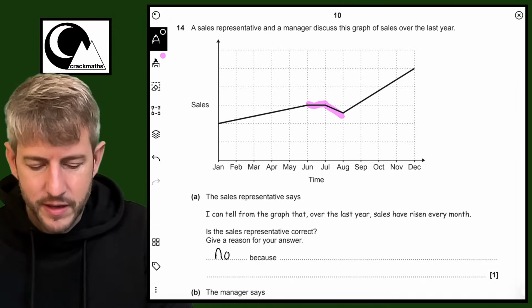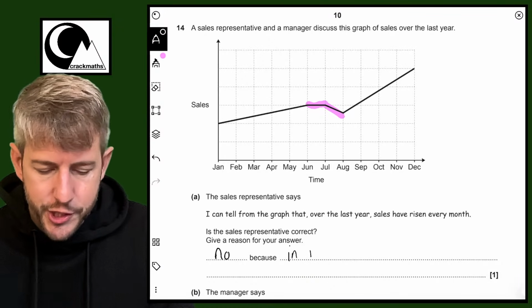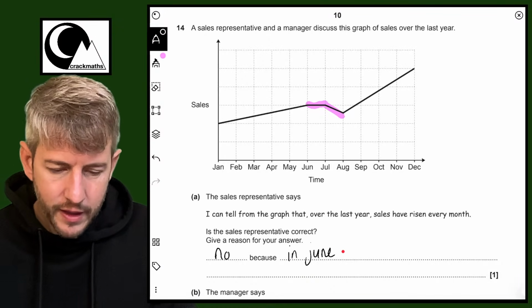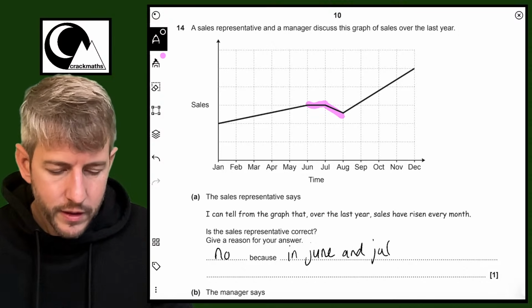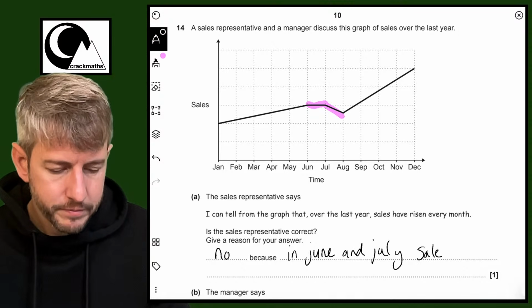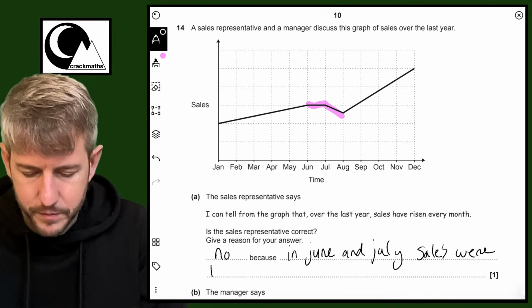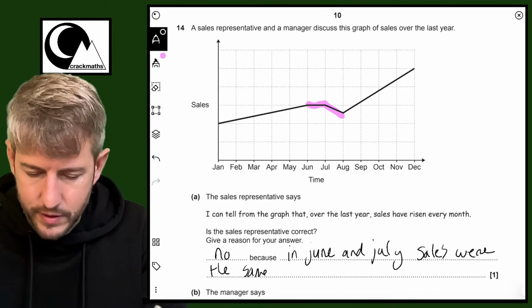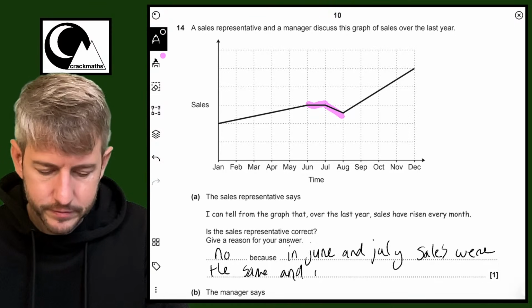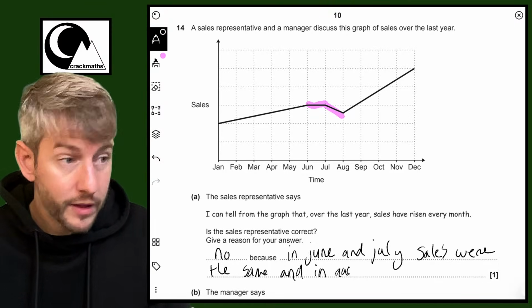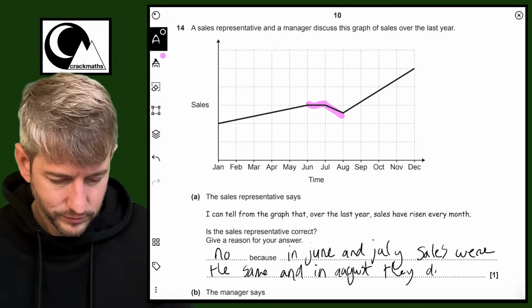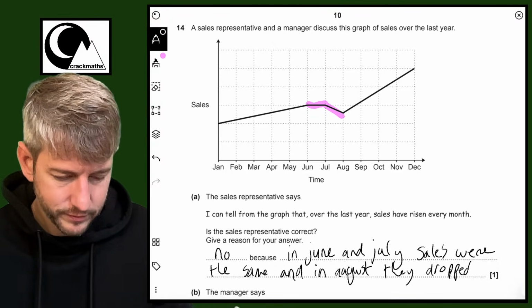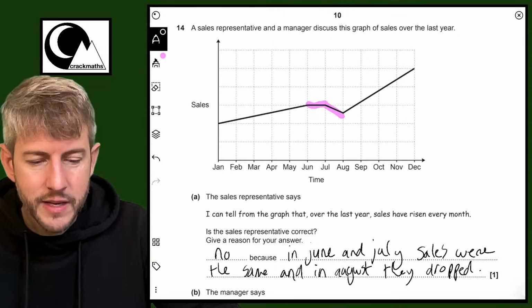And the reason is because in June and July, sales were the same. And in August, they dropped. Okay, right, let's see what the next bit says.